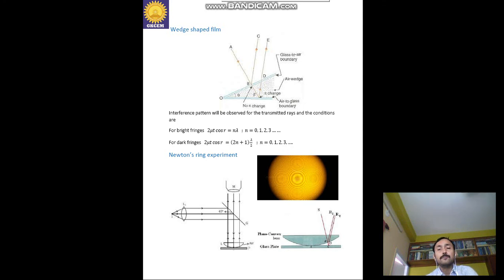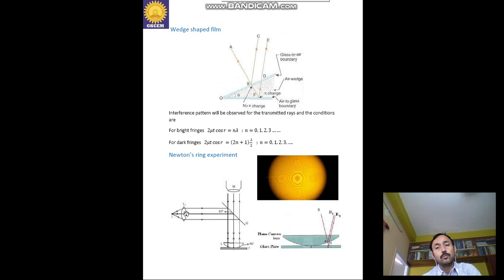Now we will come to the division of wave front, and its famous experiment is Newton's ring experiment. This is the Newton's ring fringes. These are fringes like rings, that's why it is named Newton's ring. Newton performed the experiment and got the rings. Suppose this is a source of monochromatic light. We are using sodium vapor light in the laboratory.